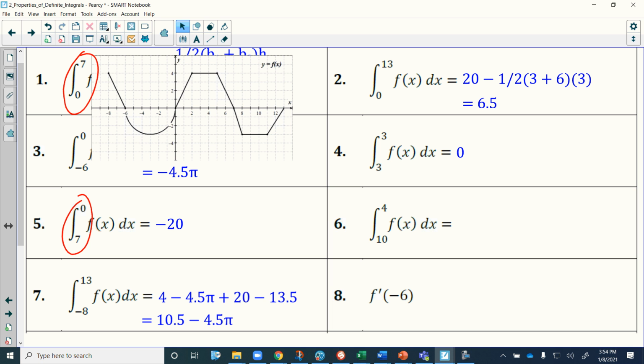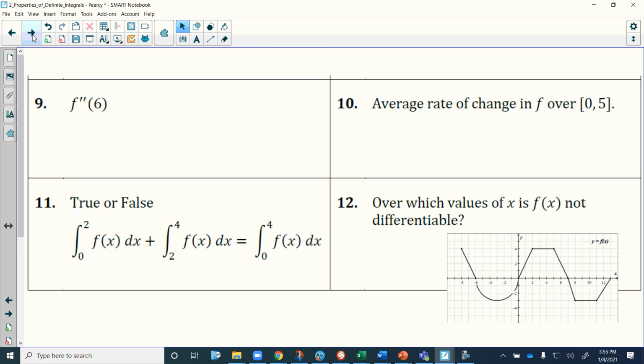Problem number 6 is doing the same thing that problem number 5 did. It's reversing the general order of the integration, where the lower bound is actually larger than the upper bound. So same idea, we're going to find whatever that area is between the 4 and the 10, and then we're going to simply change its sign, from positive to negative. Okay. And the last one, the derivative of the function at x equal to -6, here in this case, because it's at a corner, the derivative at that point is undefined.